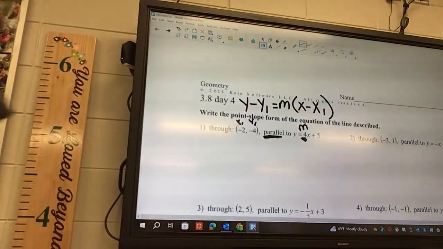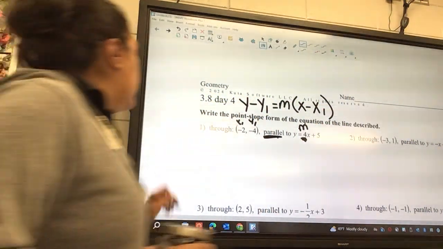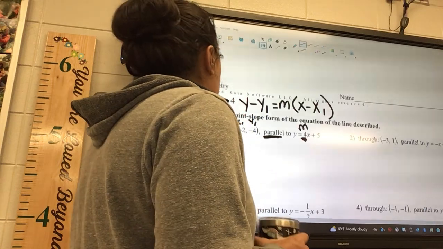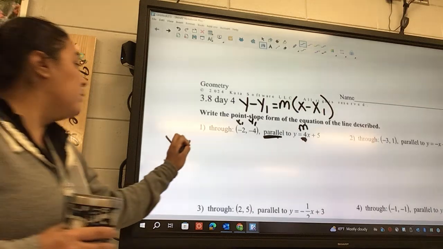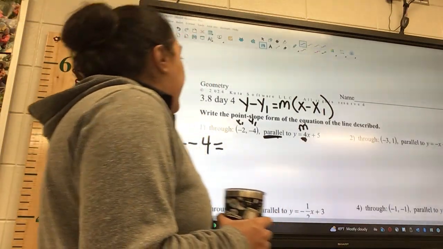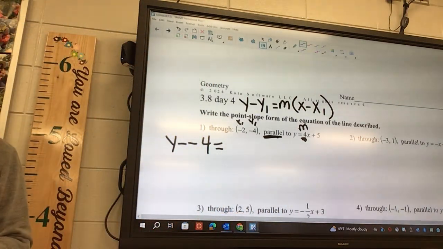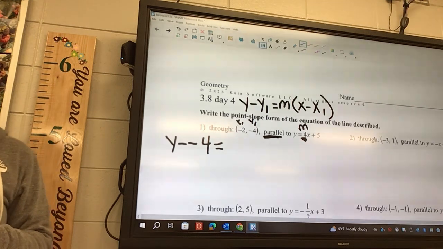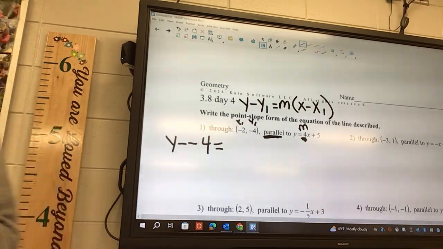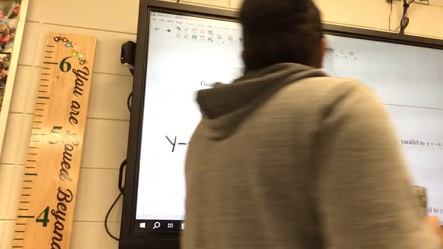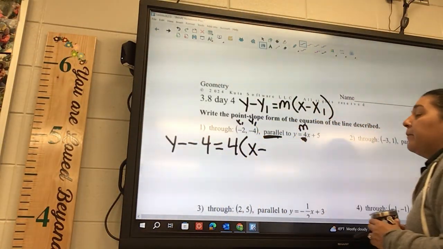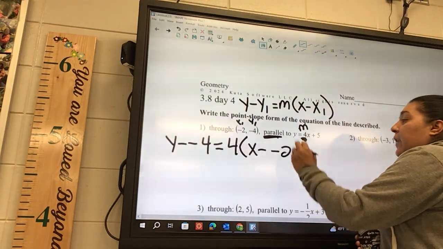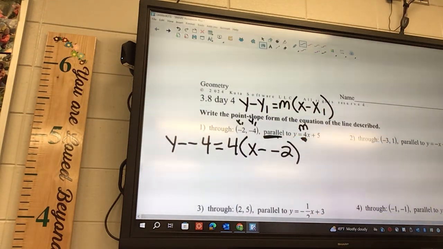Okay, and so then we have everything we need in order to do that. So it's going to look like y minus, what did I label y1? Negative 4 equals my m. Okay, well, I want parallel to that m. So what is my slope going to be? 4. Okay, so it's going to be 4 times x minus my x1. What is my x1? Negative 2.